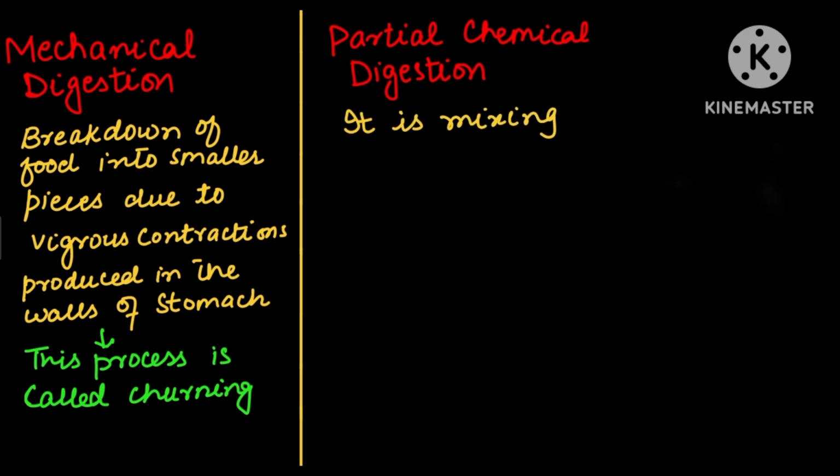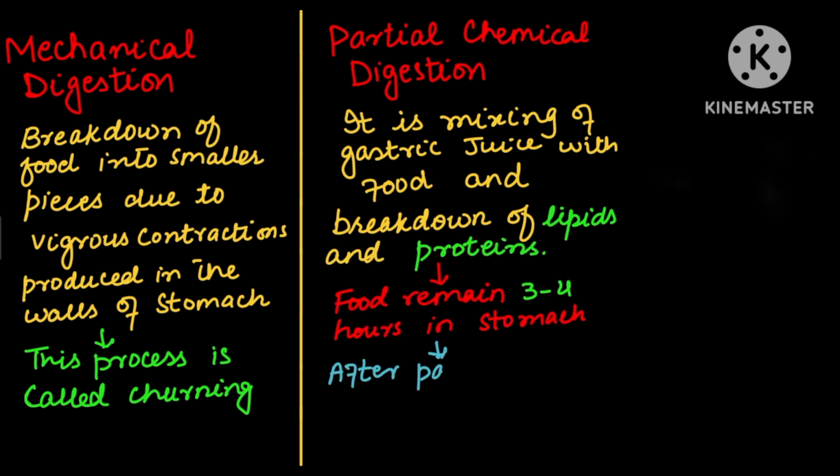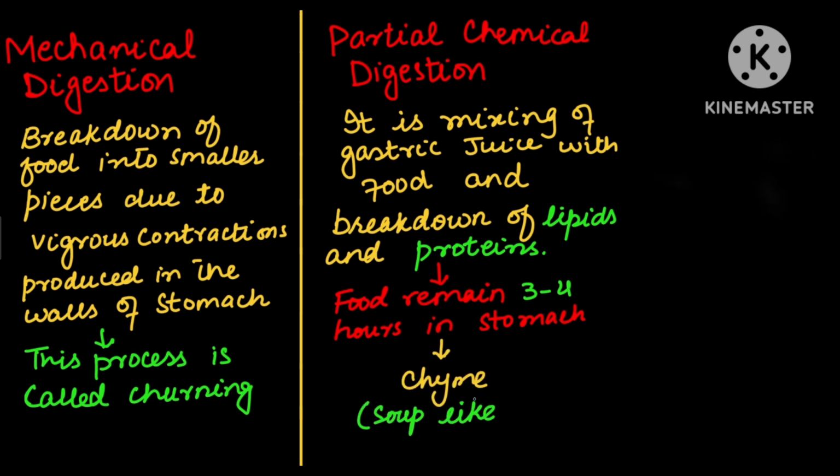Partial chemical digestion, how is it defined? It is defined as mixing of gastric juice with food and breakdown of lipids and proteins. Approximately food remains 3 to 4 hours in the stomach. After partial chemical digestion, food becomes soup-like sticky thick material named as chyme.